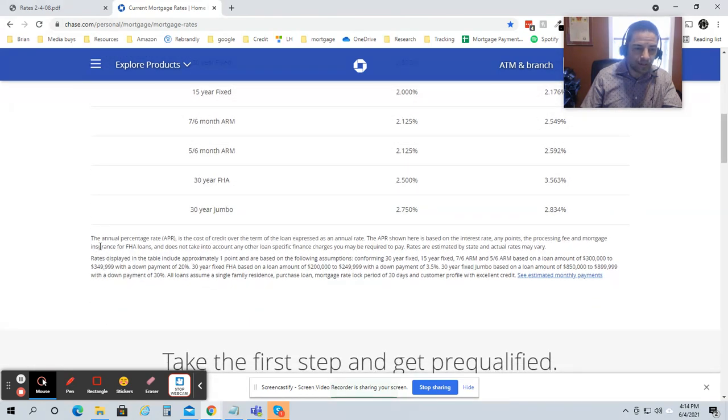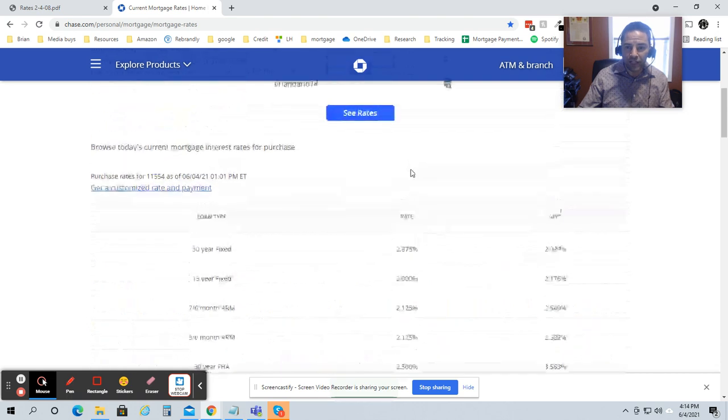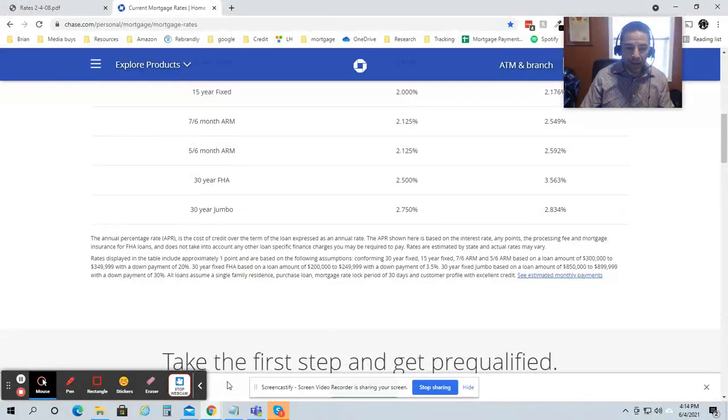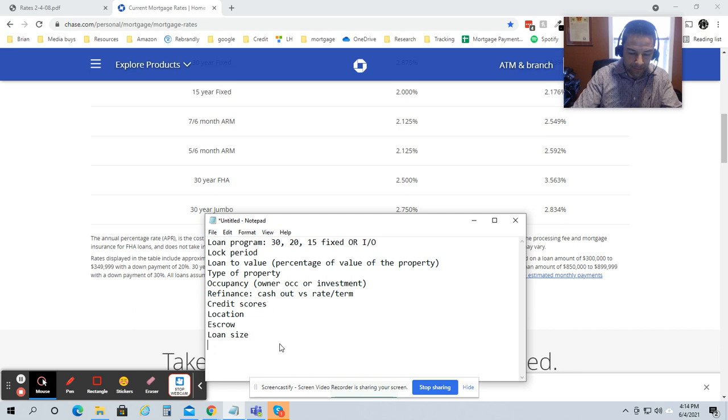Let's scooch down here and read the fine print. Rates displayed in the table include approximately 1 point and are based on the following assumptions. So by prepaying interest, you can lower your interest rate, right? So if you weren't paying 1 point, then these rates would be higher. Maybe it's not 2.875, maybe it's 3 1/8, or 2% might go to 2 1/4. So prepaying interest can affect your interest rate.